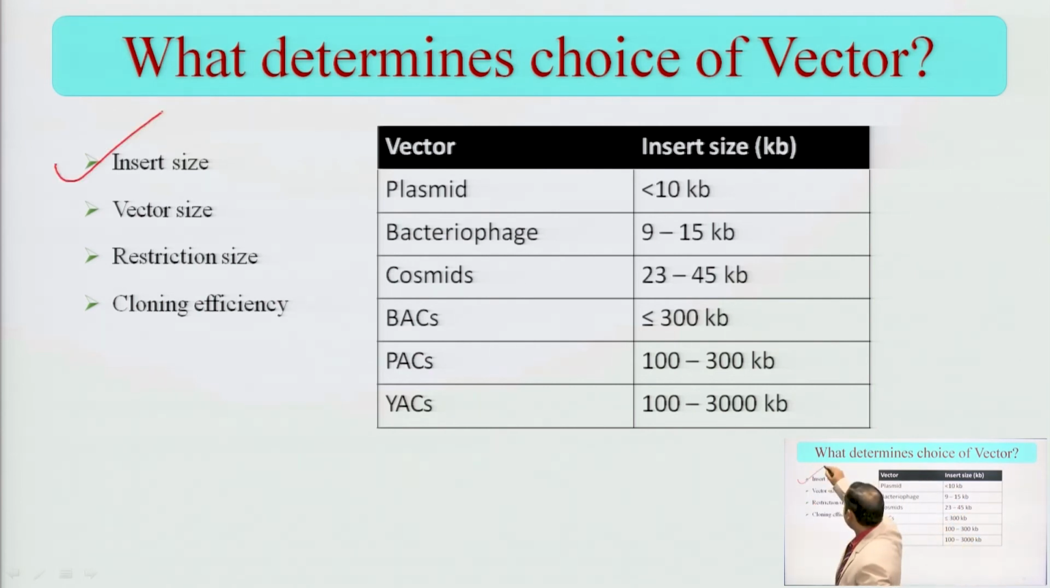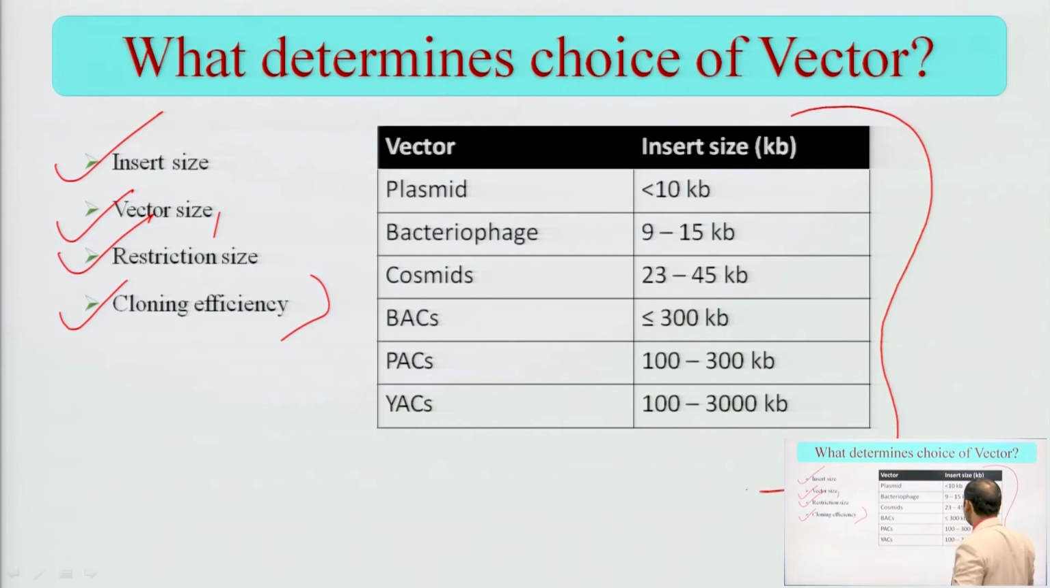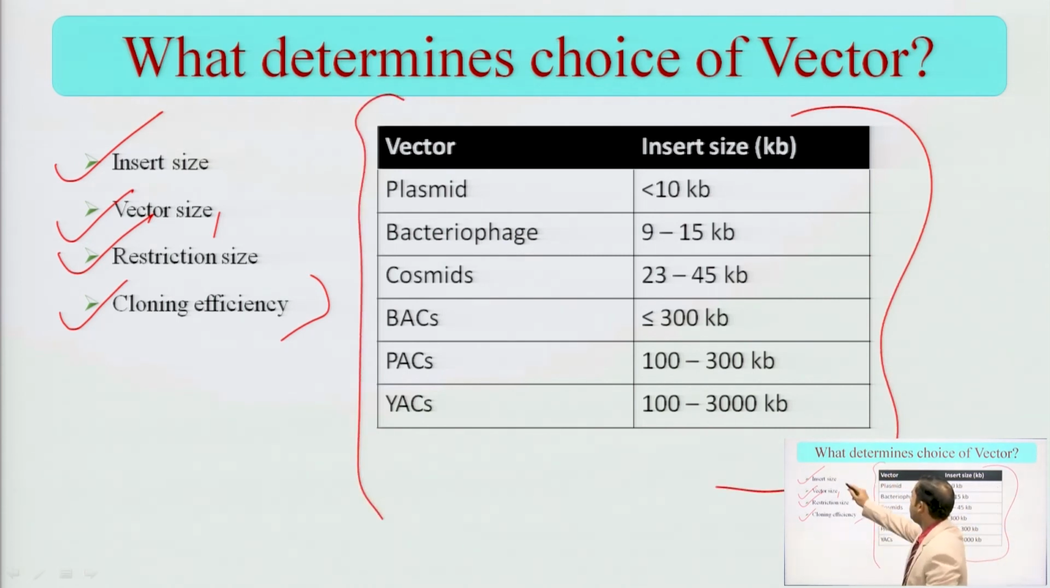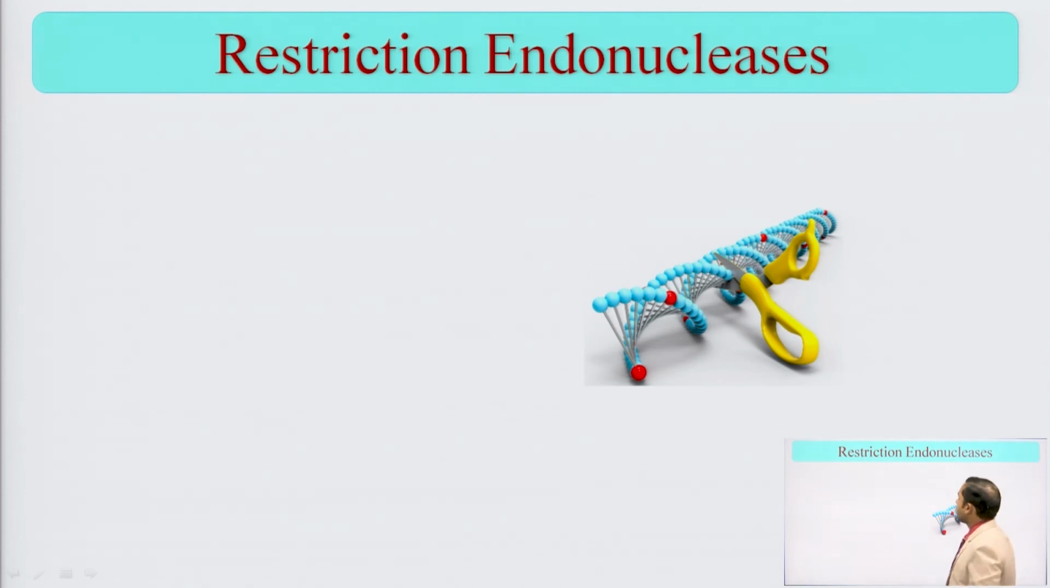So, first is the insertion size, then the vector size, then restriction size and also cloning efficiency. Here I have given a chart of the size of the vector. Let me again tell you, size of the vector. Now, I have told you several times that during our work we are actually using restriction nuclease. When plasmids are added with the gene of interest, we are using the restriction endonuclease.